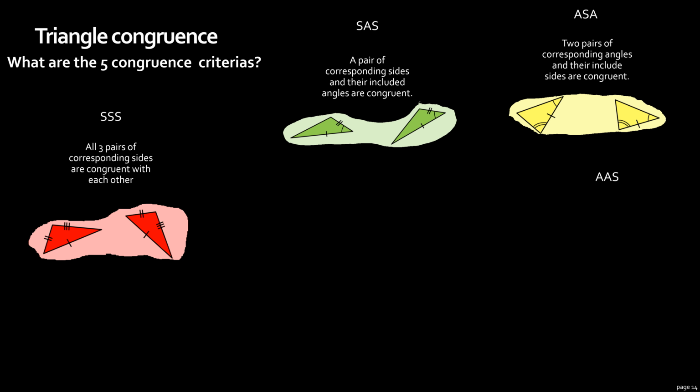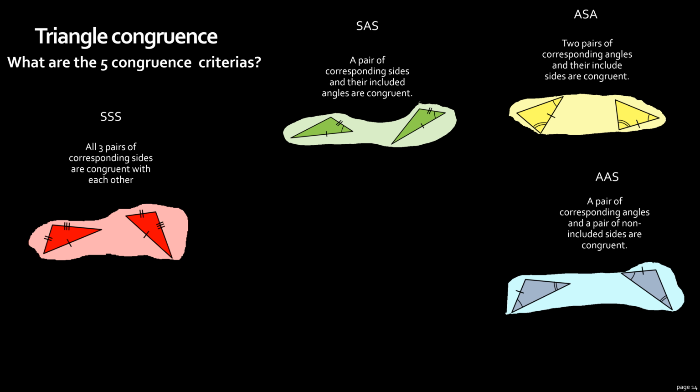sides. And then the next one that we're going to be looking at is angle, angle, side. So we have a pair of corresponding angles and a pair of non-included sides that are congruent, which is what we have here. So we have angle, angle, side, angle, angle, side. So notice the side is not between the 2 angles.